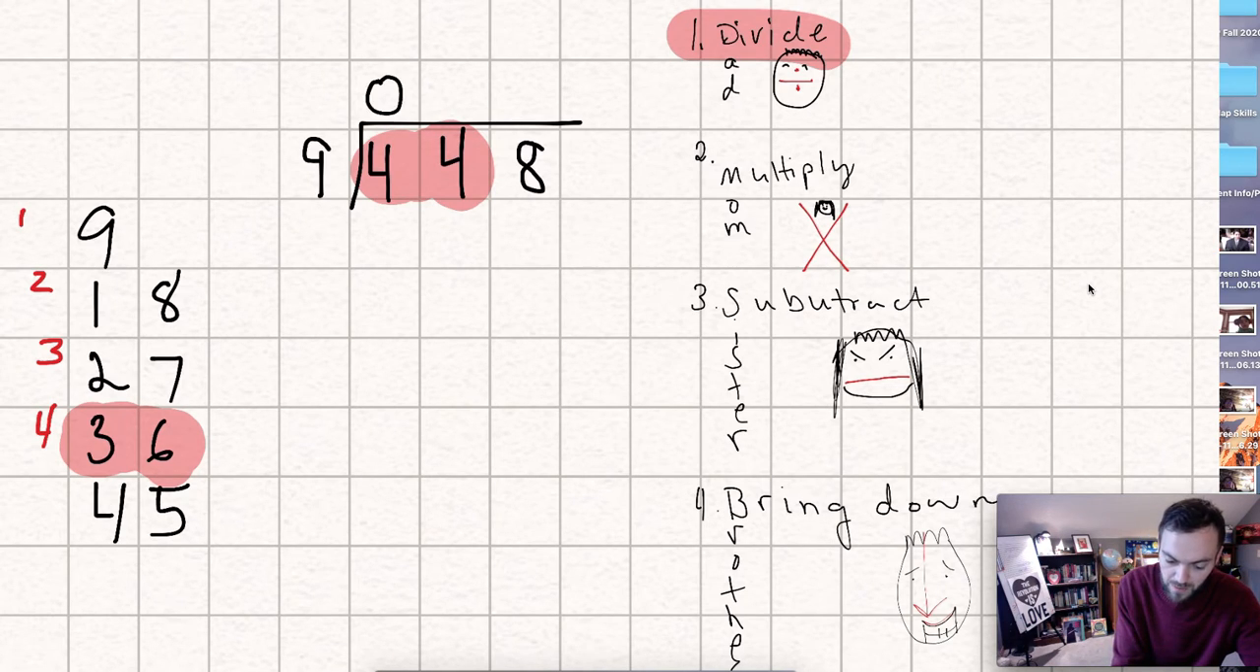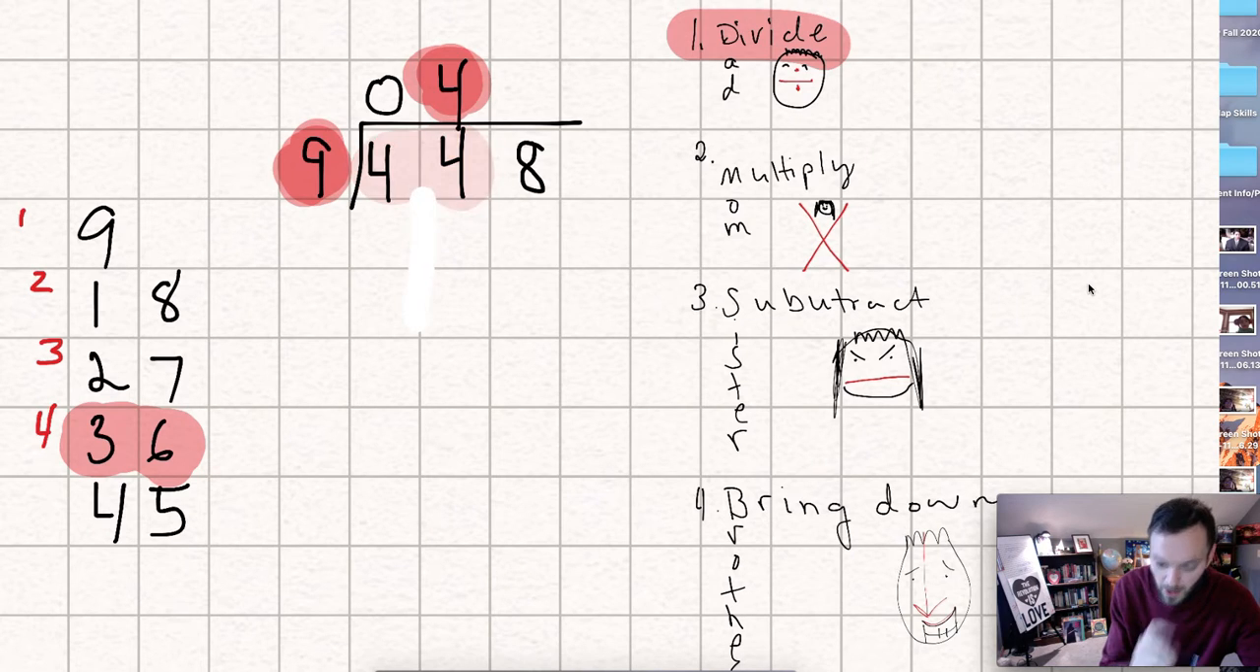So this was a 0. I couldn't make any groups of 9 with 4, but I can make 4 groups of 9 with 44. So I'm going to go ahead and write that down. 4 groups. And as soon as I write it down, I take that number I just wrote down and I multiply it by 9. Step 2 is multiply. So what is 9 times 4? Well, I just wrote that down. 4 groups of 9 is 36. Write that answer down. 36.